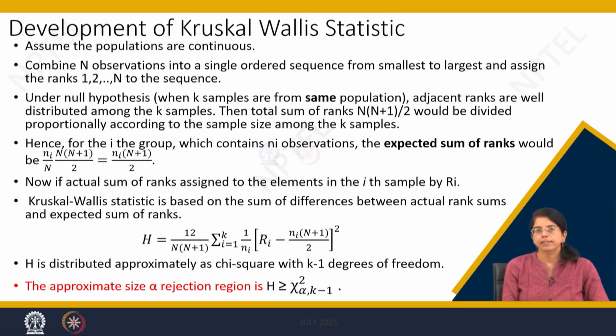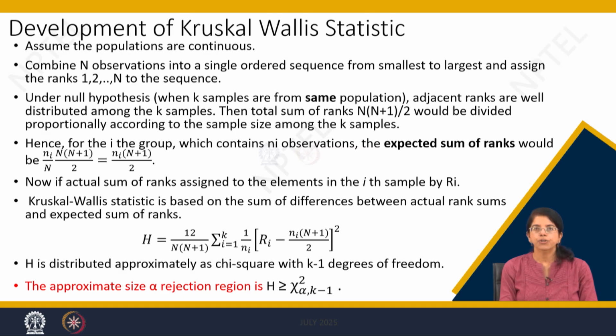Under the null hypothesis, when the K samples are from the same population, adjacent ranks are well distributed among the K samples. Then the total sum of ranks is capital N into N plus 1 divided by 2, pretty easy: 1 plus 2 plus 3 till plus capital N. So, altogether the sum of the ranks, N into N plus 1 divided by 2, would be divided proportionally according to the sample size among the K samples.